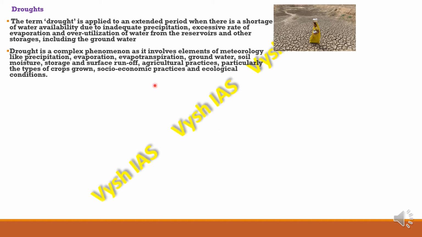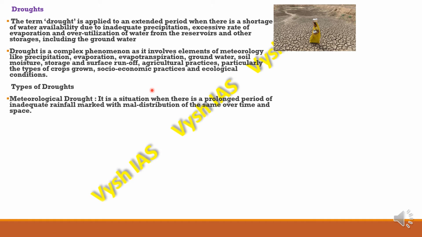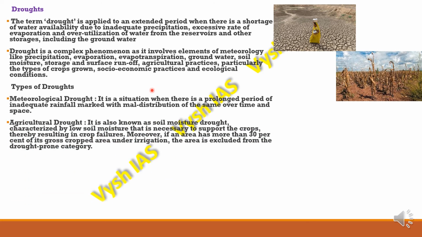So drought is not just a disaster which is related with one specific event or cause, but there are so many causes. Types of droughts: meteorological drought is a situation when there is a prolonged period of inadequate rainfall marked by the maldistribution of the same over time and space. Then we have agricultural drought. It is also known as soil moisture drought and is characterized by low soil moisture. This will support the crops.